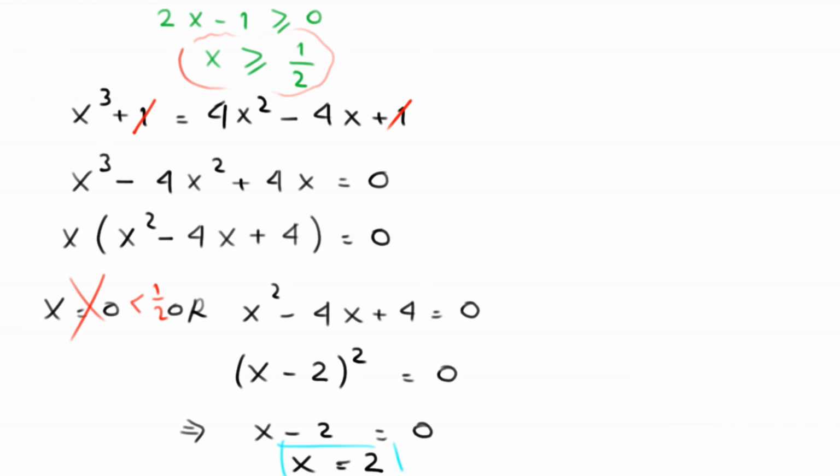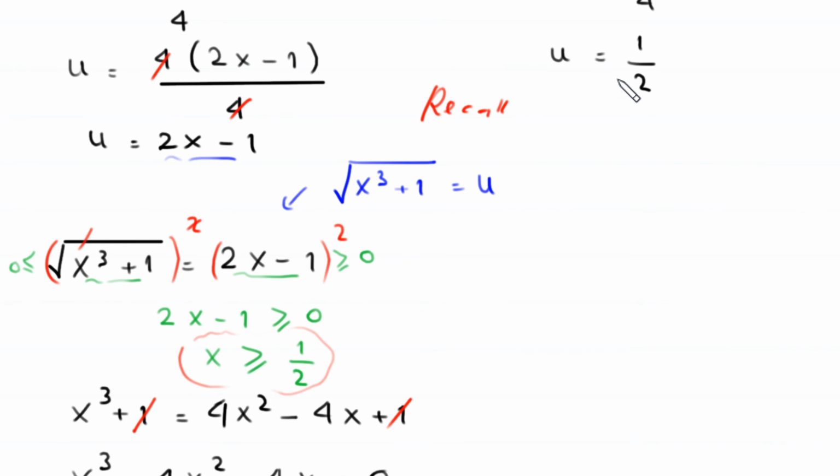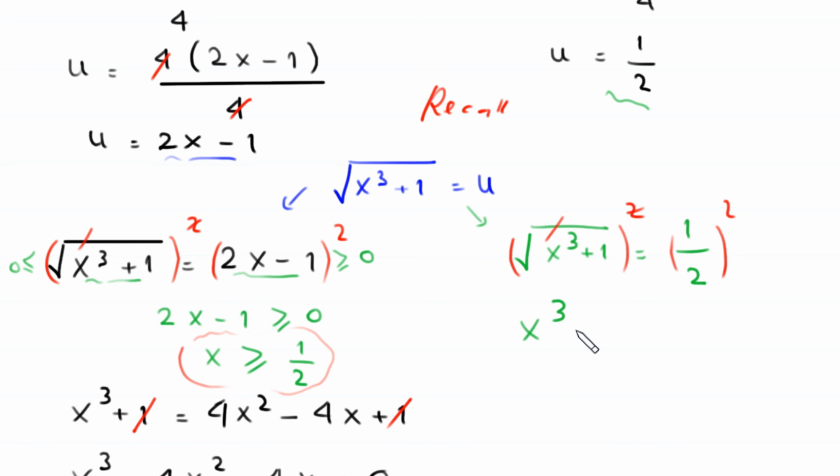Now we move on to case number 2. In case number 2 we have u is equal to 1 over 2, so this will become the square root of x cubed plus 1 equal to 1 over 2, and we take square of both sides. Square will be cancelled out with the square root, and this will become x cubed plus 1 equal to 1 over 4. Move this 1 to the right hand side, this will become x cubed equal to 1 over 4 minus 1.